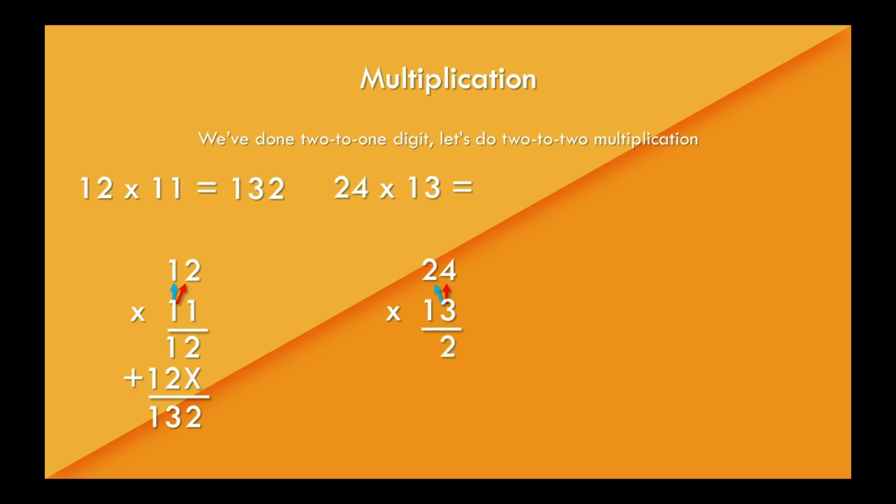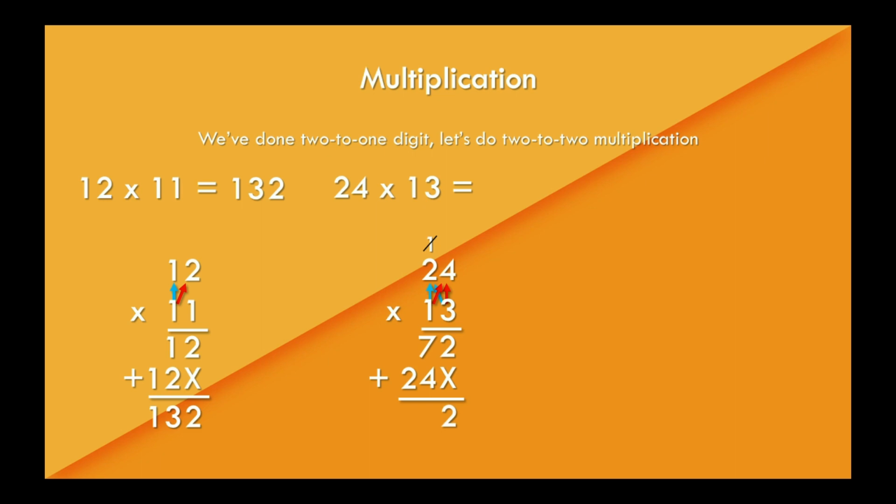Then we multiply 3 with 4, getting 12, and carrying the 1 above. Then multiplying 3 with 2, giving us 6, adding the carried 1 to give us 7. Then we add the x below the 2 and continue with 1 times 4, which is 4, and 1 times 2, which is 2. Now that we've finished the multiplication, we can look to add 72 and 240.